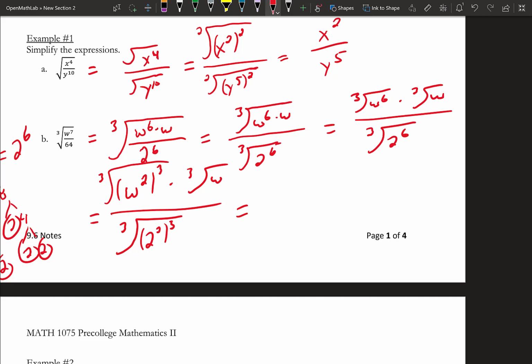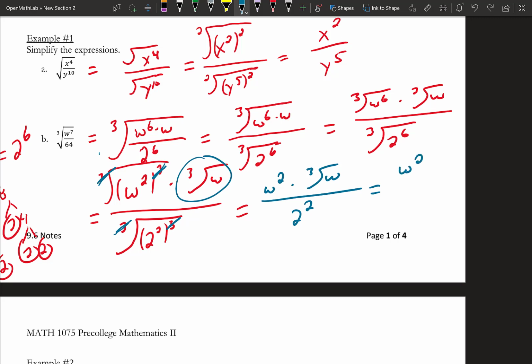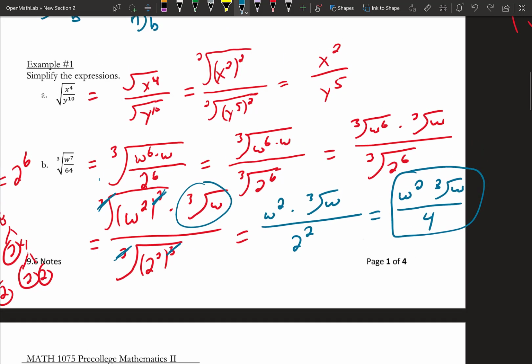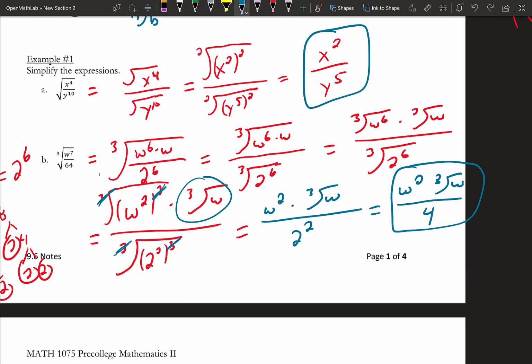In other words, this cubed root and this third exponent, those cancel out, right? So we're left with w squared, and then there's nothing I can do with this guy, right? So I just write that down. And then same thing here, this and this cancel each other out, so I'm left with 2 squared, right? And then I can clean this up because I can simplify the 2 squared, so this would be w squared times the cubic root of w, all divided by 4. Right. So that's my final answer for part B.